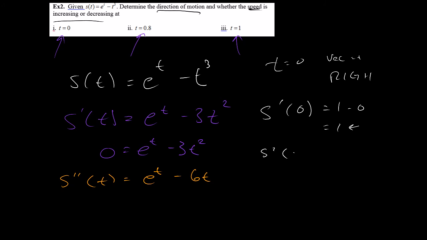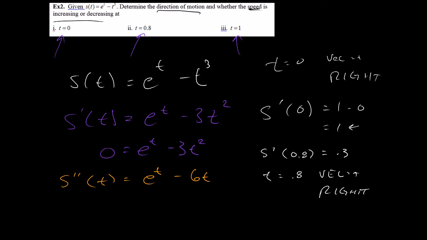And if we look at our 0.8 and we plug that in, we have e to the 0.8 minus 3 times 0.8 squared, and that is going to give us 0.3, which is positive. So when t is equal to 0.8, we have a velocity of positive, which is to the right.